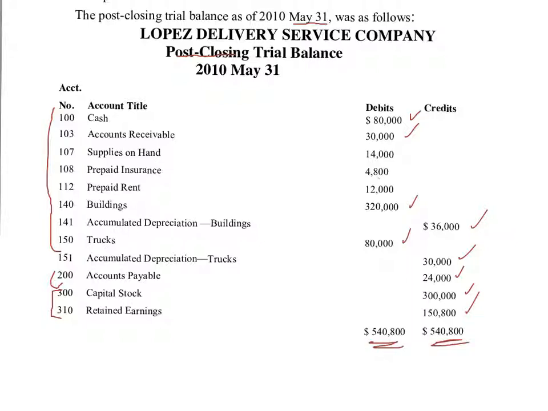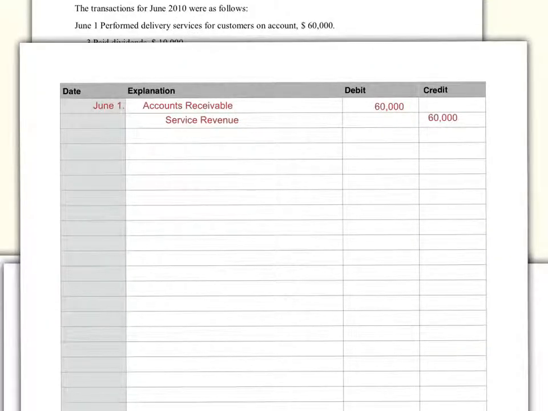So now we can start June 1st. These are the only accounts in our ledger that have any balances. As we go through June, any transactions where I earn revenue, I will open a revenue account. And with transactions that incur expenses, I will open an expense account. To begin with, the first transaction, June 1st, perform delivery services for customers on account, $60,000. June 1st, debit accounts receivable, $60,000, and credit service revenue.